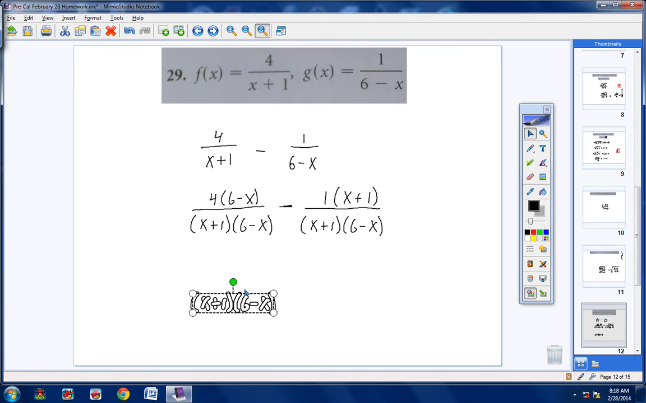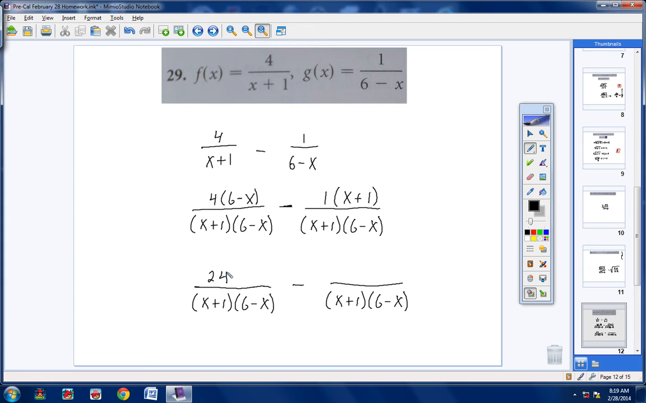I'm going to split this problem up a little more than I usually do, because this minus sign can be tricky, okay? I think I would have been better off just writing this. Alright, now watch what I'm going to do here, please. Watch carefully. I'm going to go ahead and simplify. 4 times 6 is 24, and 4 times negative x is negative 4x.